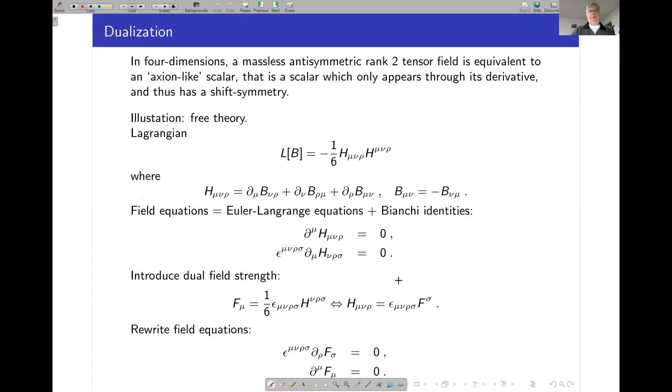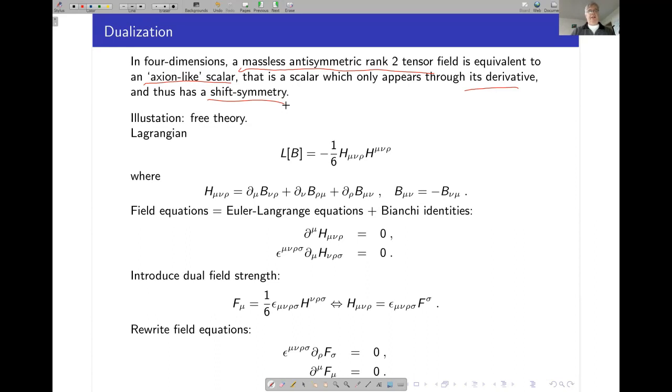If you have encountered field theory before, nobody will, in a typical beginner's talk, have talked about massless antisymmetric rank 2 tensor fields. And the reason is that these fields can be equivalently thought of as scalars. More precisely, these are axion-like scalars, which means that they only appear with a derivative in front and not the field itself. That means that the theory has a shift symmetry, meaning that this is a scalar field which you can shift by a constant and still solve the equations of motion.